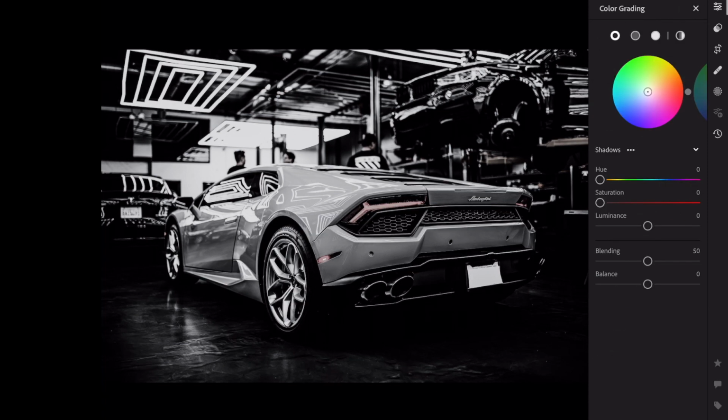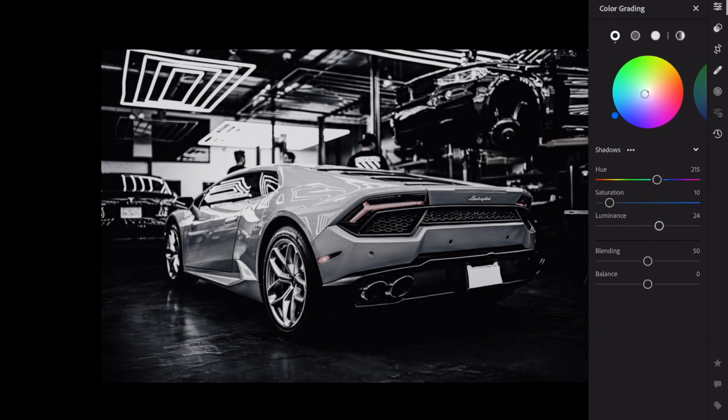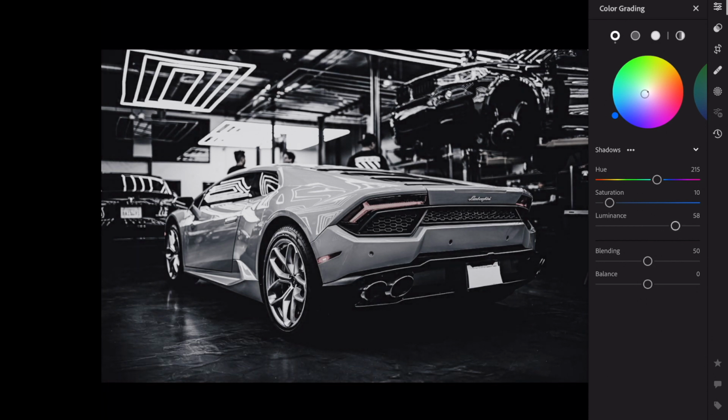Open the color grading section. Let's edit the shadows. Hue, plus 215. Saturation, plus 10. Luminance, plus 65. Move to midtones. Luminance, plus 50.